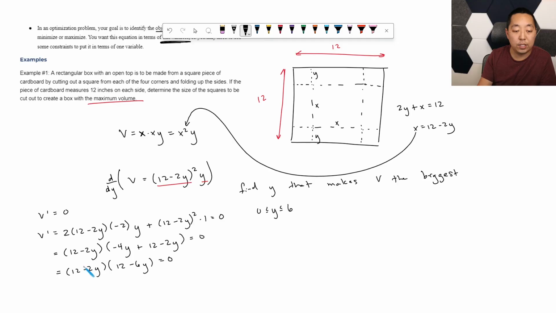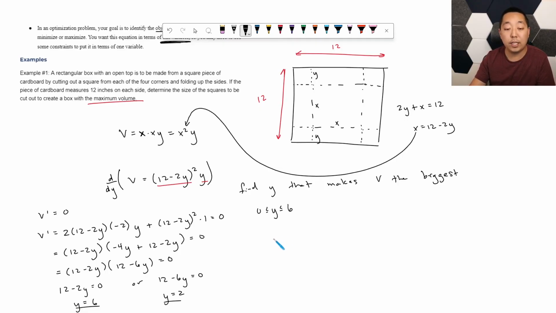Now, if it's equal to 0, it's already factored here. So all I did was combine the like terms there. It's already factored here, so either this is 0 or this is 0. Here you're going to get y is equal to 2. Here you're going to get y is equal to 6. Now, 6 is already your bound, and 2.